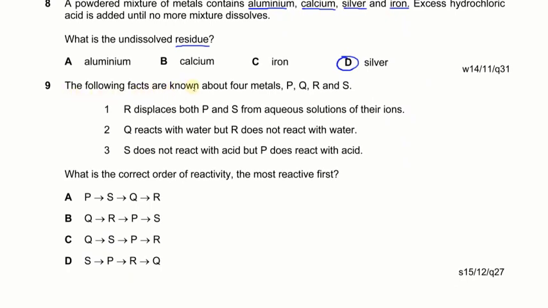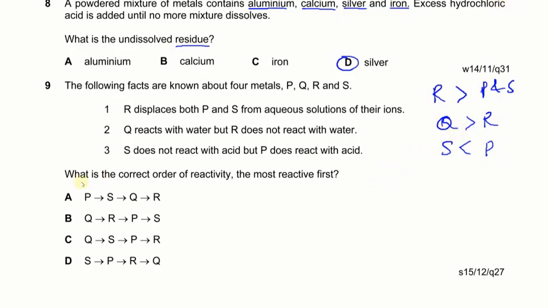The following facts are known about four metals P, Q, R, S. R displaces both P and S, so you can say R is more reactive than P and S. Q reacts with water, but R does not, so you can say Q is more reactive than R. S does not react with acid, but P does react with acid. So S does not react, which means S is less reactive than P.